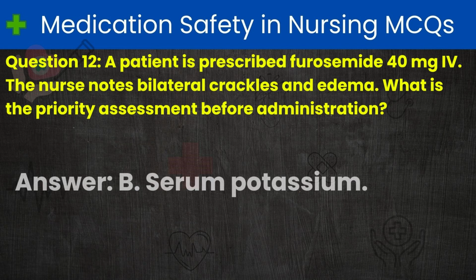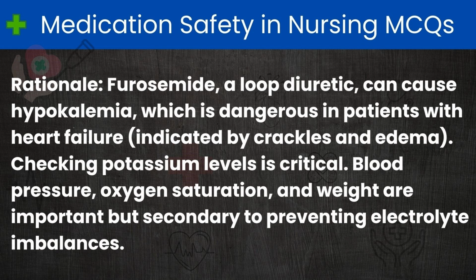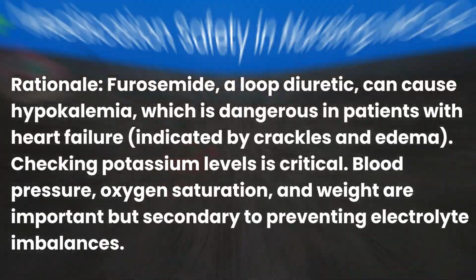Answer: B. Serum potassium. Rationale: furosemide, a loop diuretic, can cause hypokalemia, which is dangerous in patients with heart failure, indicated by crackles and edema. Checking potassium levels is critical. Blood pressure, oxygen saturation, and weight are important but secondary to preventing electrolyte imbalances.